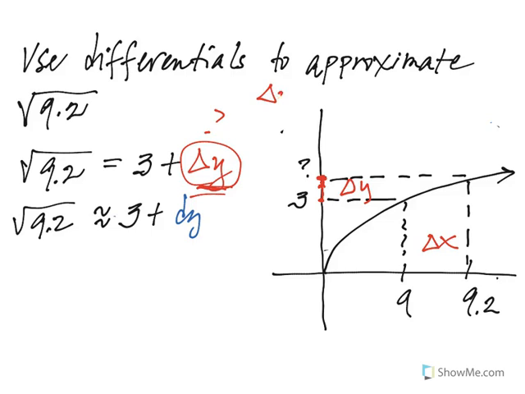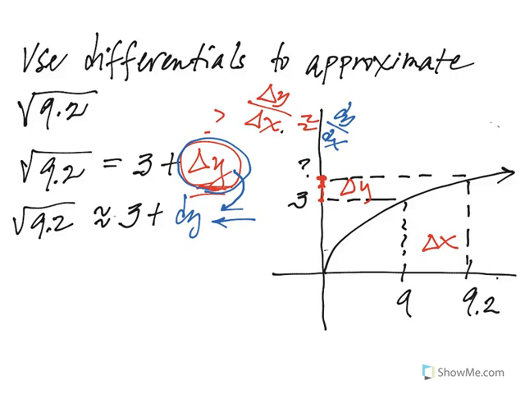We said that delta y over delta x is roughly equal to dy over dx. And when I say roughly equal to, I mean very close approximations of each other, which is why I can take delta y and replace it with dy. And the reason I want to replace it with dy is because while I don't know what this is, I can find dy. And let me show you how to find dy.